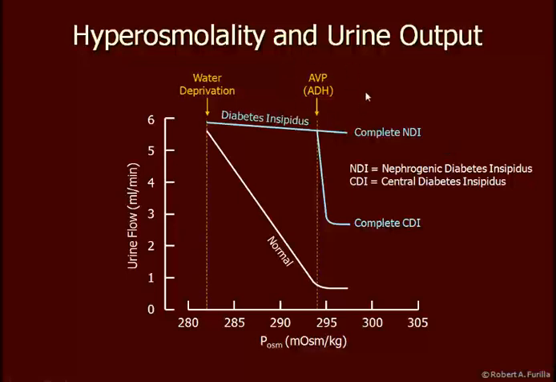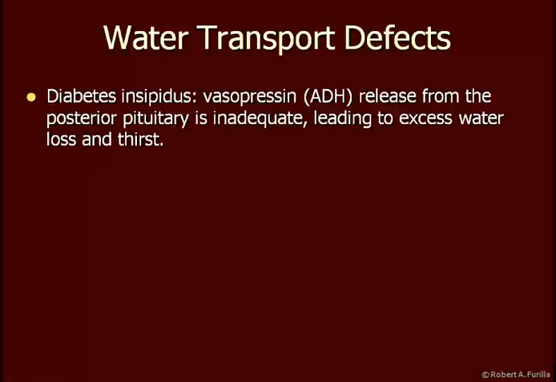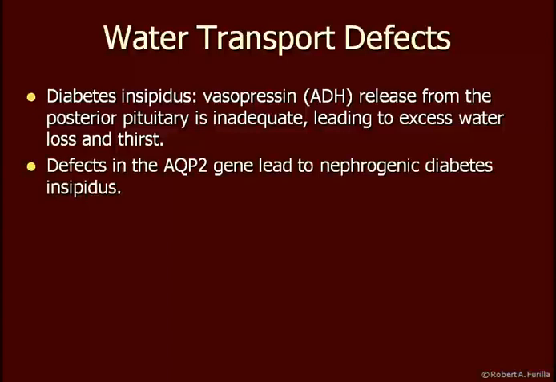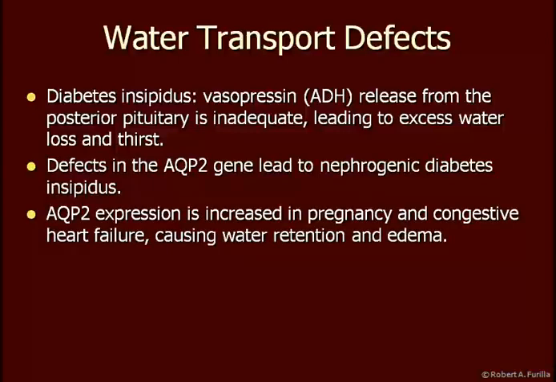Even if the individual is producing ADH or we inject ADH, the cells are not responding to the ADH. The aquaporin 2 gene is defective. We're not able to reabsorb water. Some water transport defects include, as I mentioned, diabetes insipidus. This is central diabetes insipidus, which is the inadequate release of ADH, leading to excess water loss and thirst. Defects in the aquaporin gene, I mentioned, is nephrogenic diabetes insipidus. Aquaporin 2 expression is also increased in pregnancy and in congestive heart failure, causing water retention and edema.